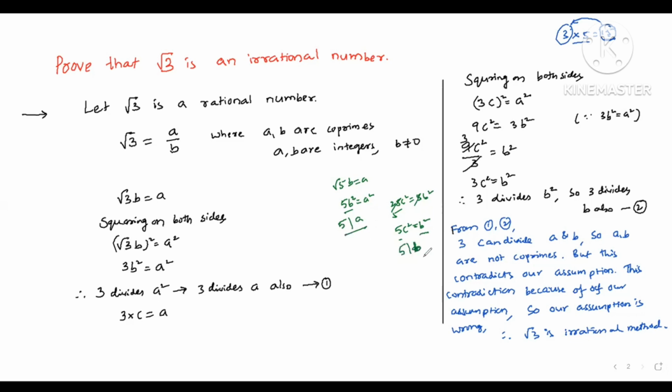So 5 is dividing a, 5 is dividing b. So a and b are not co-primes. So this is contradicting our assumption. This contradiction is arising because of our assumption. So our assumption is wrong. So given statement is correct. So root 5 is irrational number.